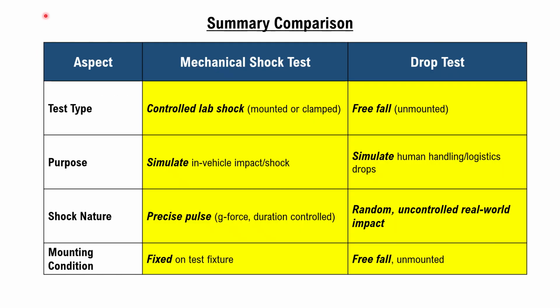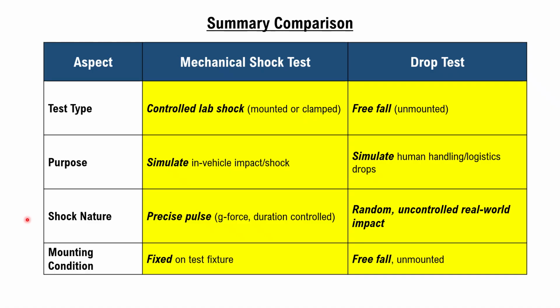Summary of the comparison between these two tests, mechanical shock test and drop test. Test type: mechanical shock test is a controlled shock, mounted or clamped, while the drop test is a free fall, unmounted. Purpose: mechanical shock simulates in-vehicle impulses and shocks, while the drop test simulates human handling and logistics drops, etc.